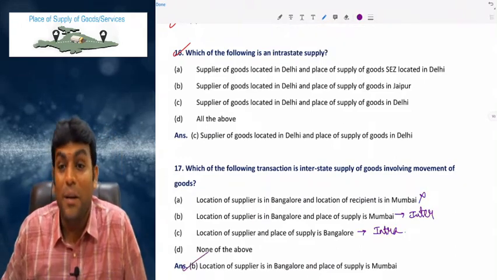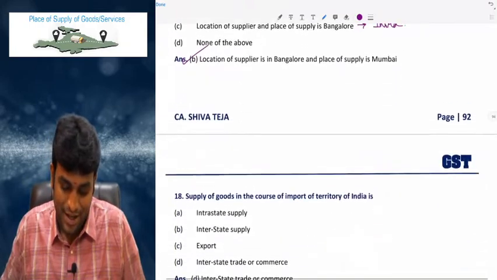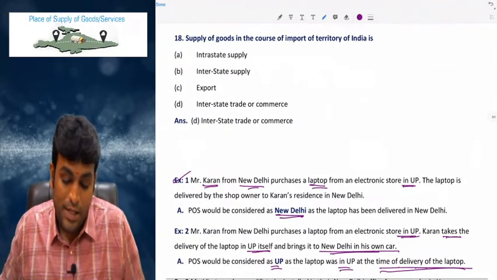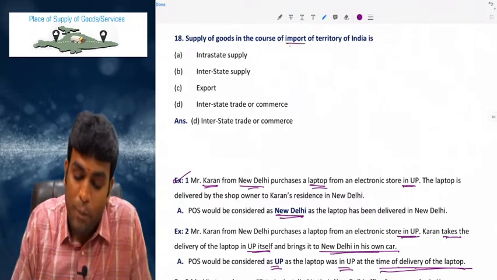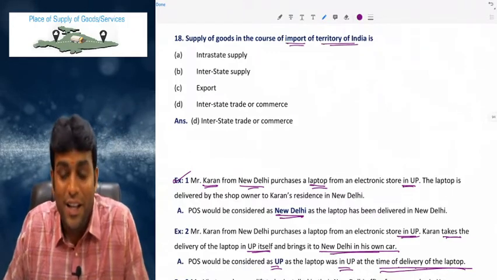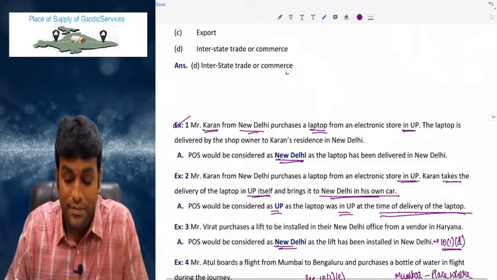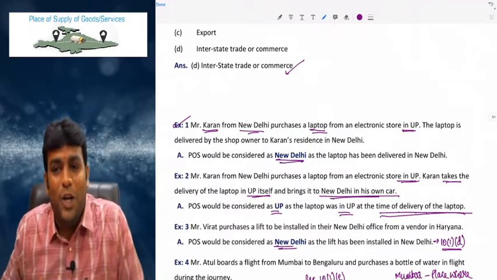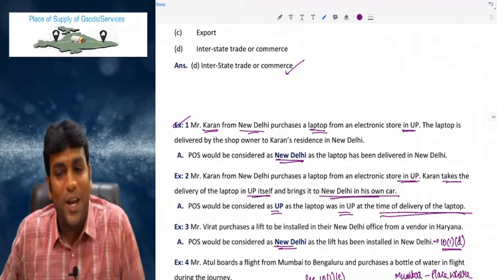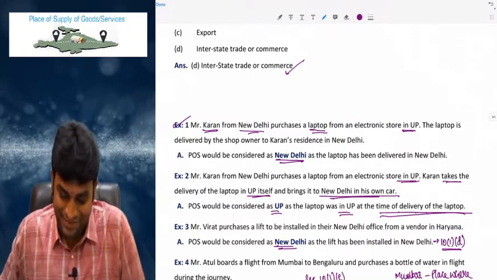So the answer is option B, my dear friends. Next one. Supply of goods in the course of import into the territory of India. We technically call it interstate trade or commerce. We technically call it what, sir? Interstate trade or commerce. Next.